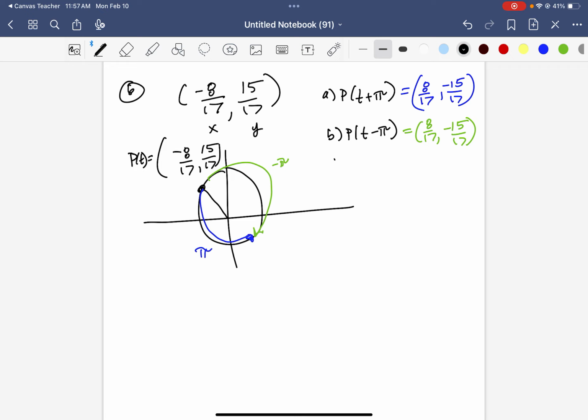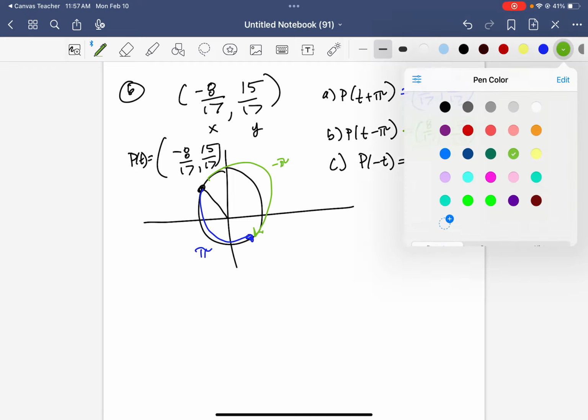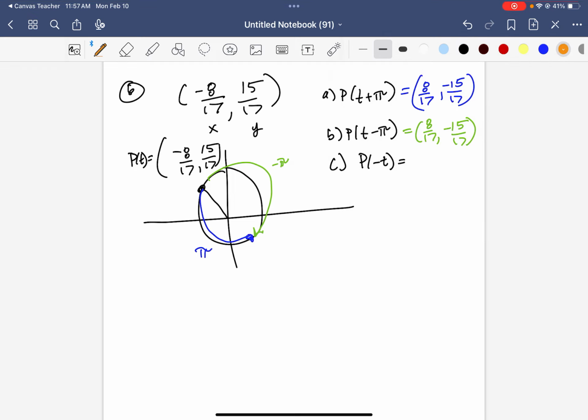For part C, I take my point, but then go in the negative direction with my radians. So instead of going this way t units, I'm going to go this way, negative t units. So I'm going to end up over here. Negative t units is going to put me down here, right? So almost like 2/3 of the circle. I'm going to be 2/3 of the circle down here.